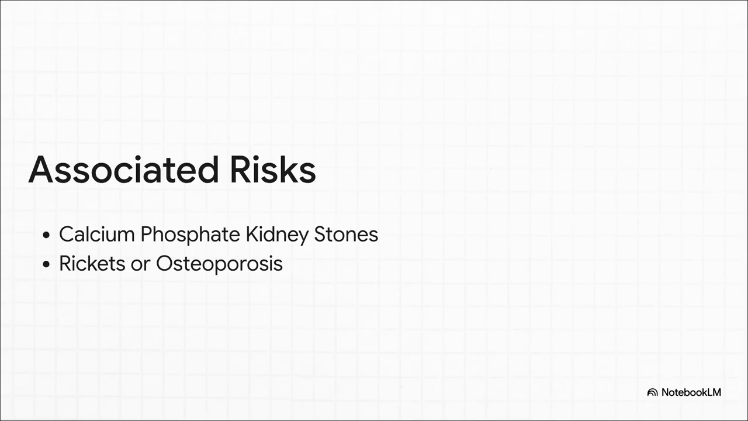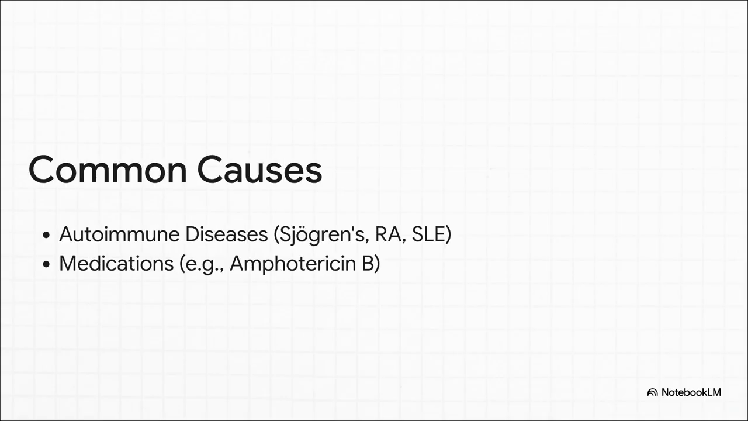On top of that, the body gets desperate and starts pulling alkaline buffers from the bones to fight the acid in the blood, which puts patients at risk for things like rickets or osteoporosis. So what causes this mess in the first place? Well, it's often linked to autoimmune diseases where the body is kind of attacking itself. Think Sjögren syndrome, rheumatoid arthritis, or lupus. But certain medications can do it too, like the antifungal amphotericin B, which can directly damage those critical pump cells.